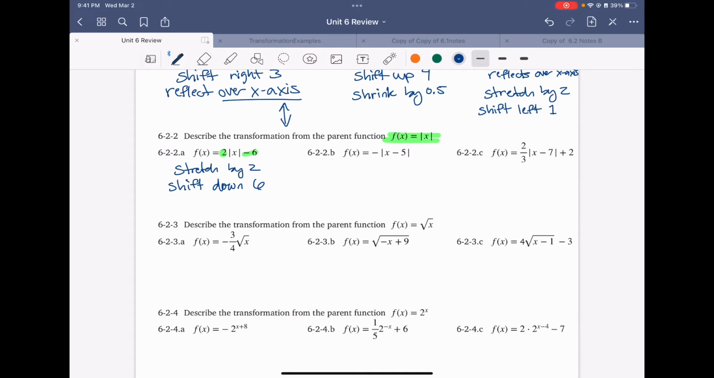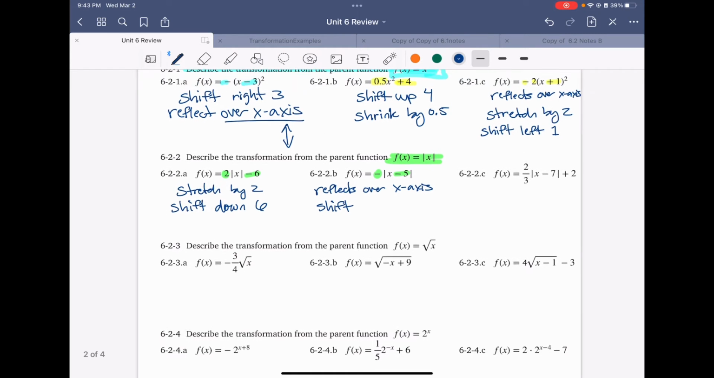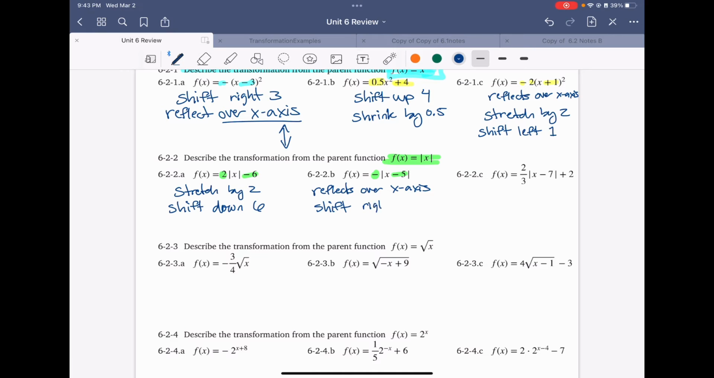All right, next one. F of x equals negative, and then x minus 5. All right, so now we have a negative in front. A negative in front does what? It reflects over the x-axis. And then the -5 this time, we're subtracting inside the absolute value. So that's going to be a shift left or right, and it's going to shift to the right 5.